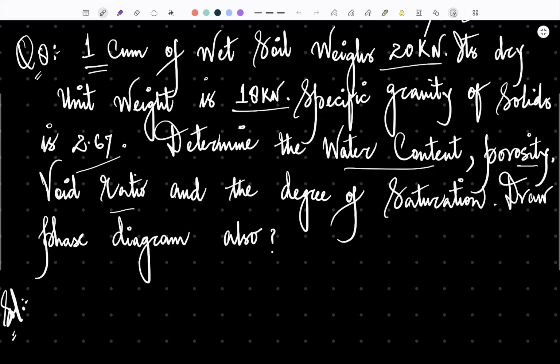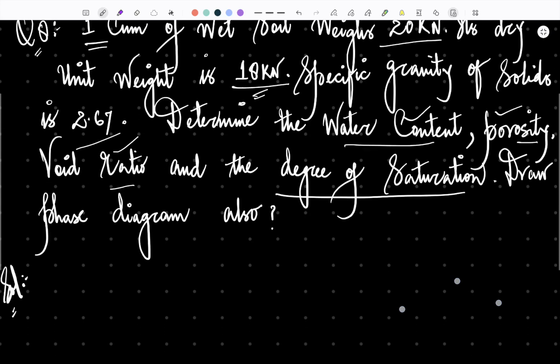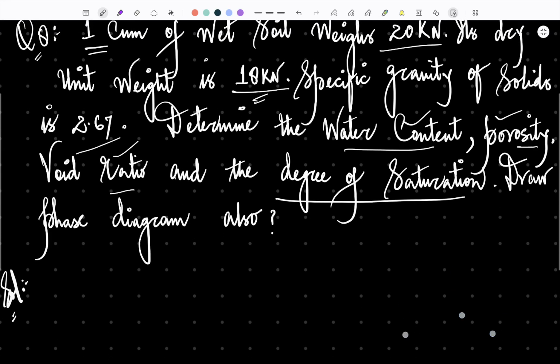So let's get started. Question is 1 cume of wet soil weighs 20 kilonewtons. Its dry unit weight is 18 kilonewtons. Specific gravity of solids is 2.67. We have to determine the water content, the porosity, void ratio, and the degree of saturation. We have to draw phase diagram also. So we'll be drawing the phase diagram for this question as well. All right. So let's get started and solve this question.